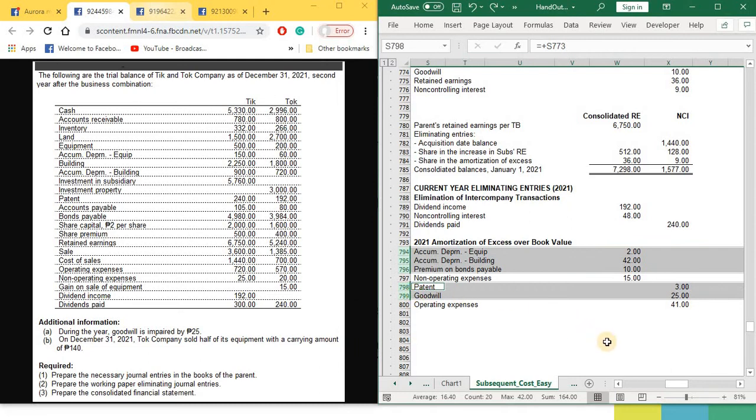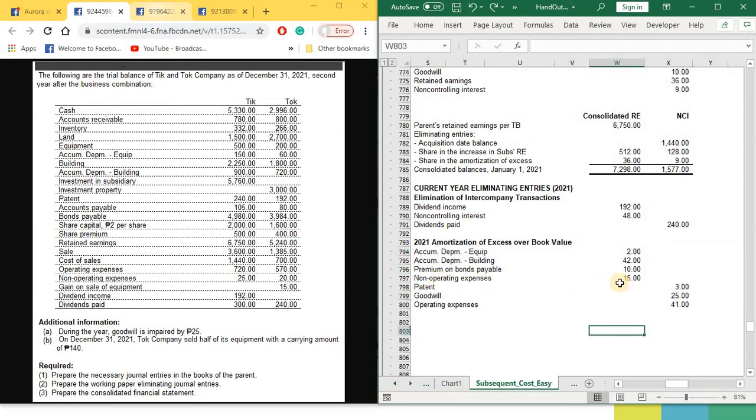So for the real accounts, these are also the entry that we did in 2020. The accounts debited here are also the accounts debited in 2020, and the accounts credited are also the accounts credited in 2020. Then we debit non-operating expense. The non-operating expense pertains to our premium on bonds payable amortization and the impairment of goodwill, while the operating expense includes the depreciation of 2 pesos, 42, and the patent amortization.